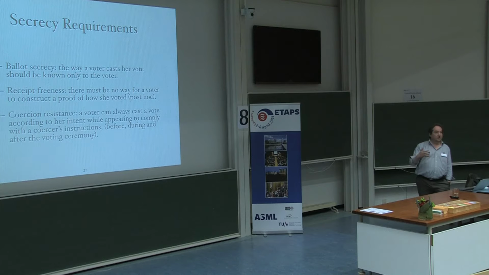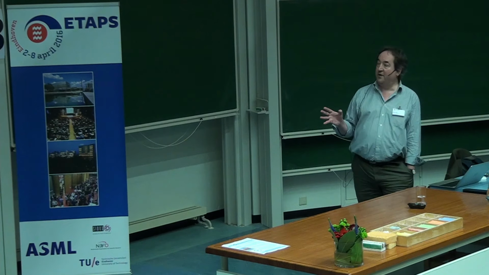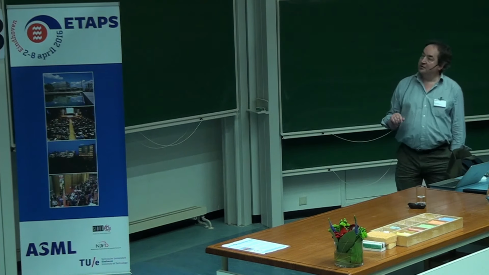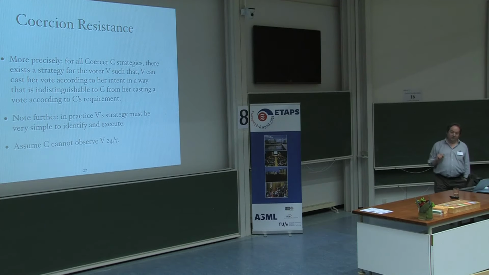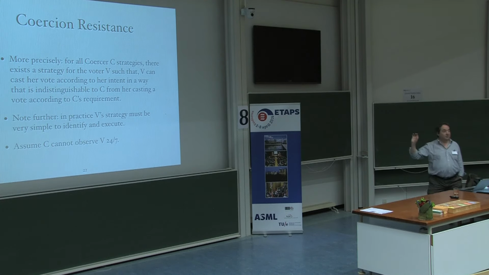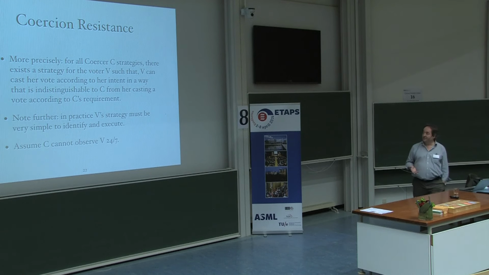can interact with the voter pretty much throughout the entire process, even then voters can still vote the way they want without the coercer being able to tell, which I think I give a slightly more formal definition of this, just to give you an idea of how kind of subtle it is. So my preferred informal statement of this property is, for all coercive strategies, there must exist a strategy for the voter such that they can vote according to their intent, but in a way that the coercer cannot tell that they haven't obeyed the instructions, and in particular to vote the way the coercer required.